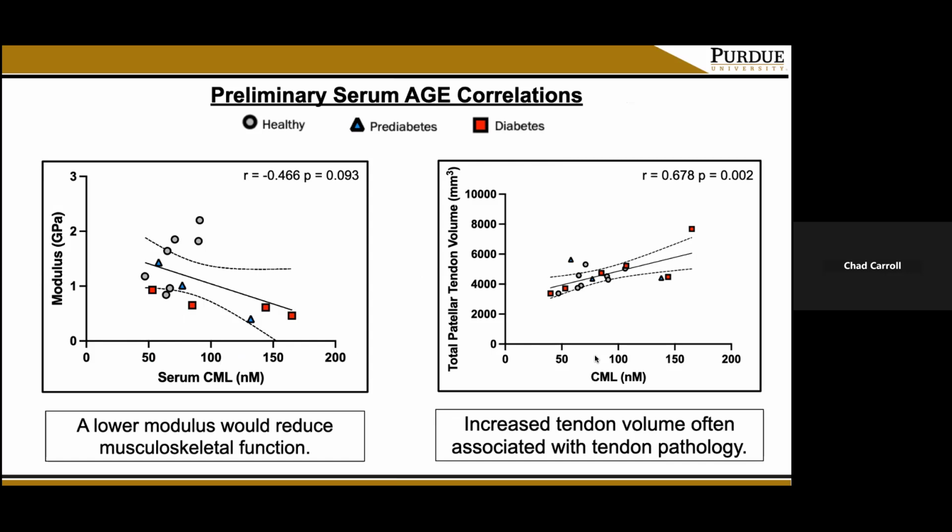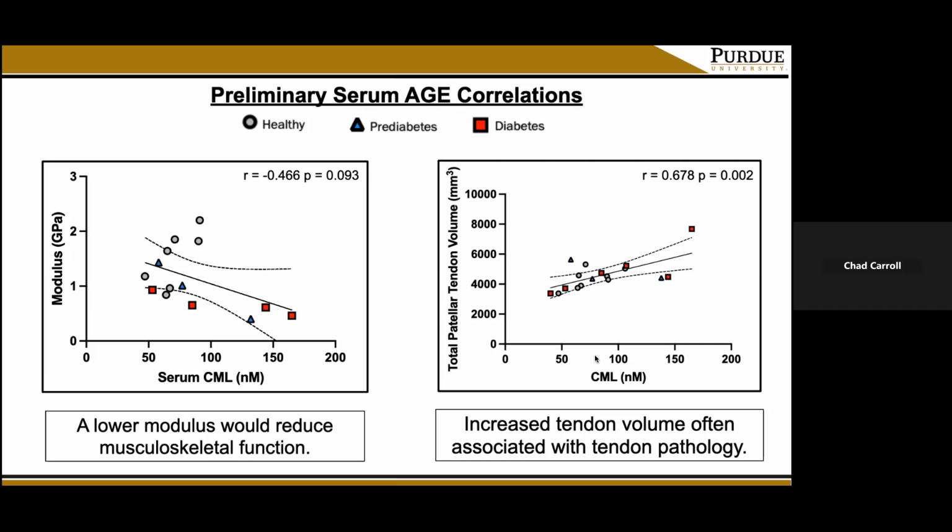We're measuring all 5 different AGEs in their blood, and we're trying to correlate that with these tendon properties that we're measuring, like modulus and tendon volume. And we're actually starting to see some pretty exciting results in that the more CML you have, the lower your modulus. The relationship's a little bit stronger when you just include the red dots, which is our patients with type 2 diabetes. Again, very small sample size yet, but it's looking promising.